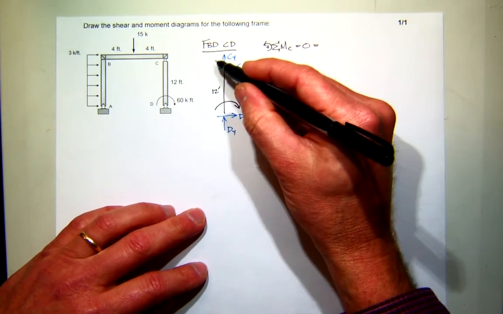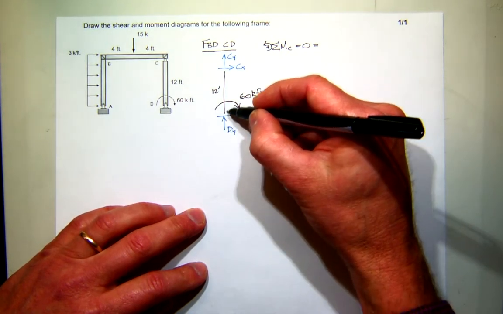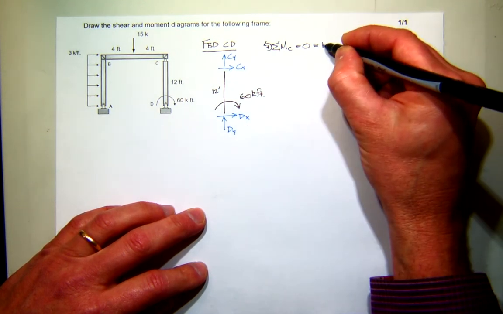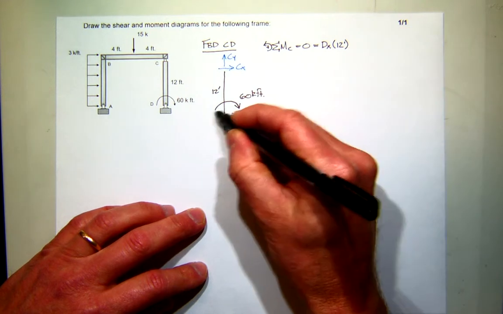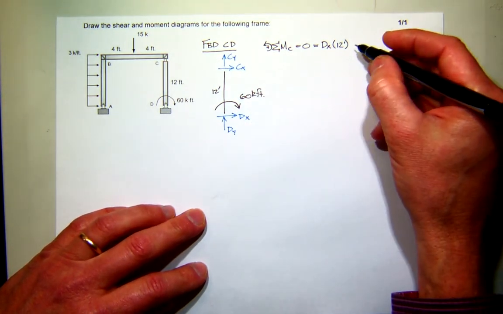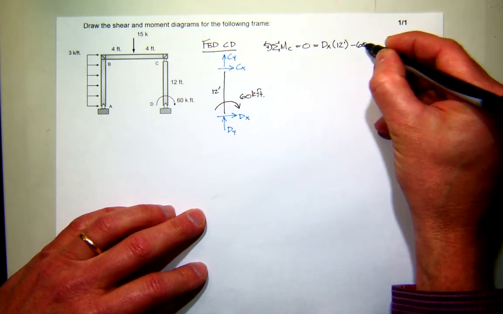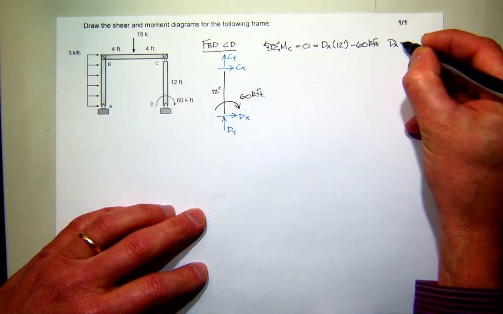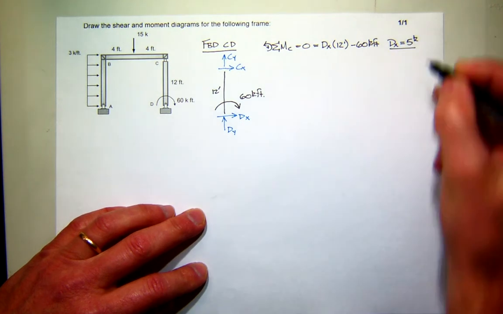Okay. So CX and CY don't create any moment. DY passes through C, so the only thing that creates moment is DX. And that's positive moment with a moment arm of 12. And then I have the applied moment, which is what? Positive or negative? With right-hand rule. Right-hand rule. Negative. So I can solve that. DX is equal to 60 divided by 12, which I think is 5 kips. And it came out positive.